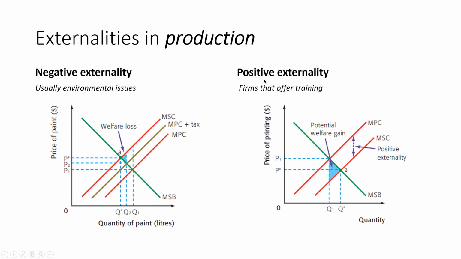Then we have positive externalities. For example, firms that offer training. So for example, this firm might be training people on how to print stuff. So here you can see that the social costs are lower than the private costs, which means that the overall costs could be a lot lower if you were making more at the Q star, which is then shown by the welfare gain area. And the government could fix this by, for example, subsidizing, which would shift this curve down, which will increase the output of that firm.